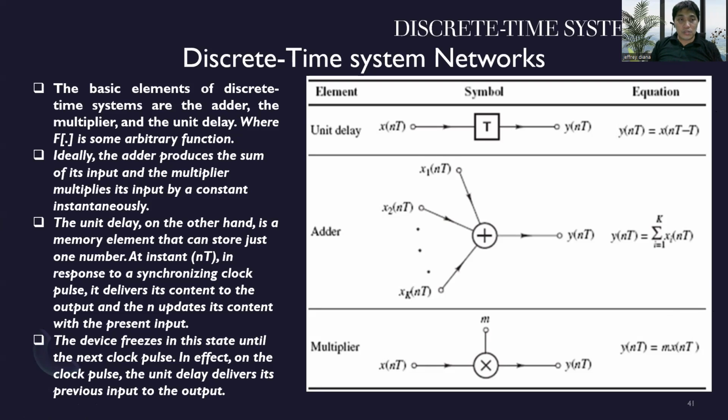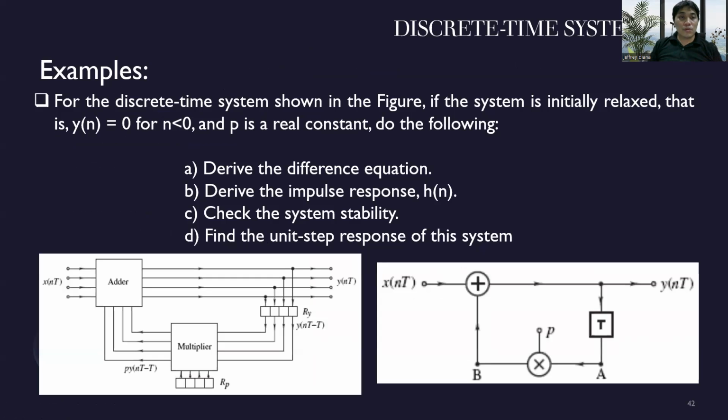Ideally, the adder produces the sum of its inputs, and the multiplier multiplies its input by a constant instantaneously. The unit delay, on the other hand, is a memory element that can store just one number at instant nT in response to a synchronizing clock pulse. It delivers its content to the output, and then updates its content with the present input. The device freezes in this state until the next clock pulse. In effect, on the clock pulse, the unit delay delivers its previous input to the output.